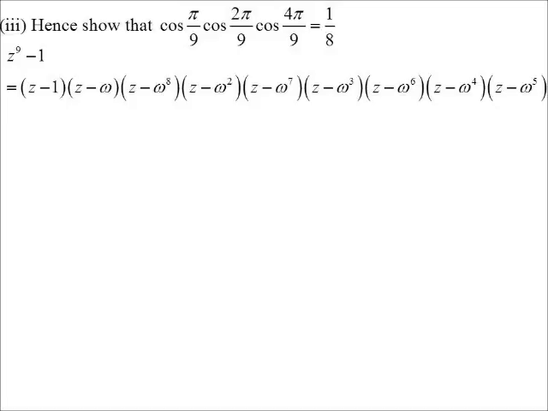Z minus, and each linear factor is z minus the root. But notice I've written it in a very strange order. I haven't gone power of 1, power of 2, power of 3, power of 4, power of 5. What I'm doing here is grouping the conjugates together. Now, how do you tell which ones are the conjugates? The two powers will add up to be, in this case, 9.